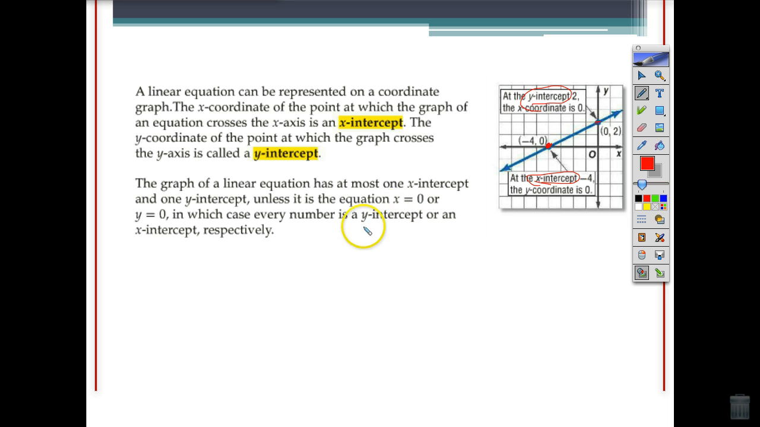The graph of a linear equation has at most one x-intercept and one y-intercept, unless it is the equation x equals 0 or y equals 0, in which case every number is a y-intercept or x-intercept, respectively.